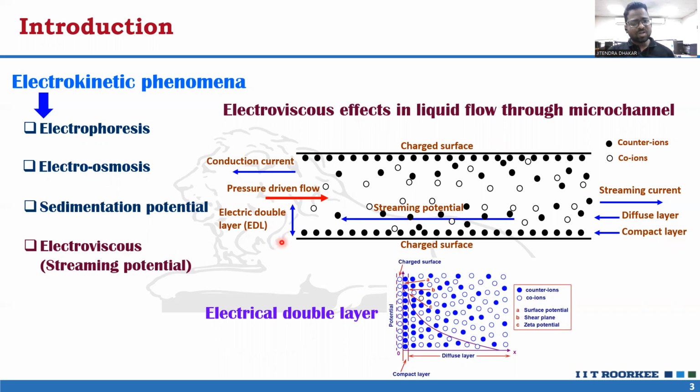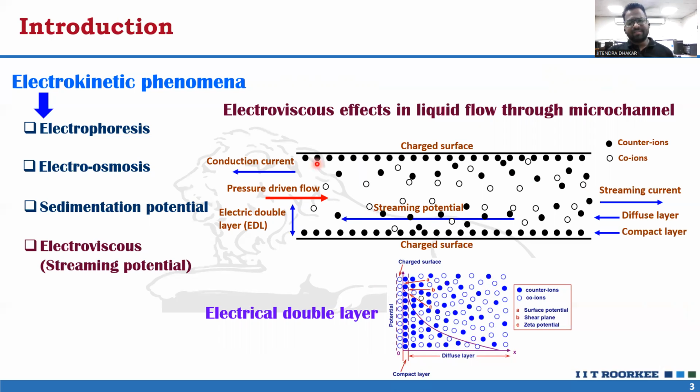The surface of the microfluidic device gets charged when it comes in contact with the ionic liquid. Then the charged wall attracts counter ions and repels co-ions, and the rearrangement of the ions forms a layer called the electric double layer, which is shown here. It consists of a compact layer and a diffuse layer. The ions in the compact layer are rigid and the ions in the diffuse layer are free to move.